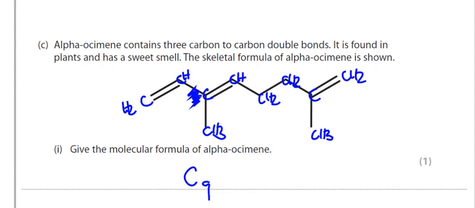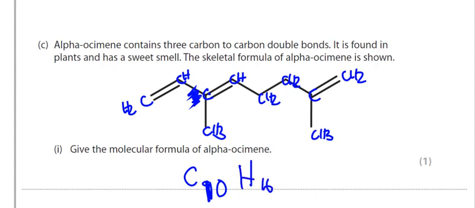Where the line begins, where lines join together, and where the line ends, there's a carbon, right? So 1, 2, 3, 4, 5, 6, 7, 8, 9, 10. 10 carbons. There are no shortcuts, you have to draw and see, right? So hydrogens: 2 plus 1 is 3, 3 plus 3 is 6, 7, 8, 9, 10, 11, 11 plus 5 here, 16.